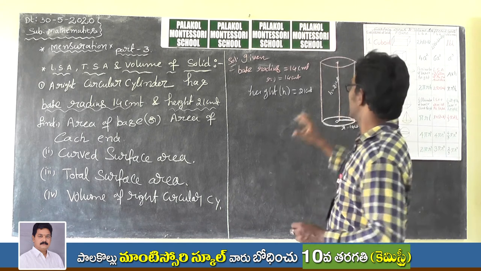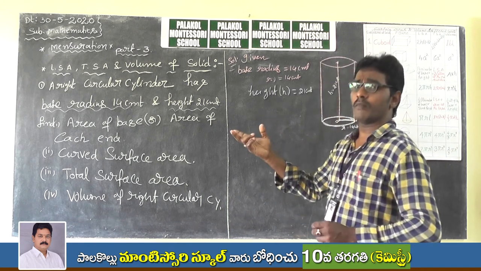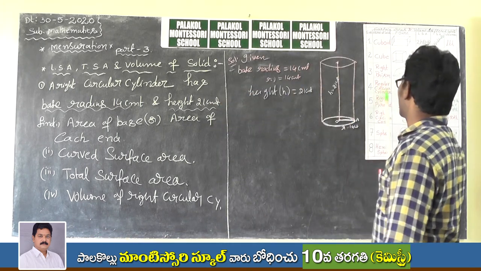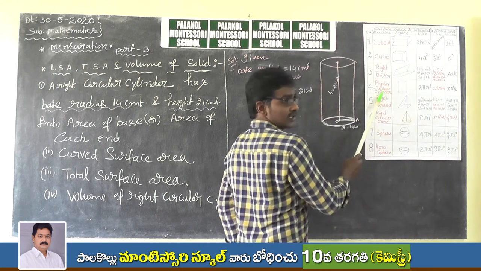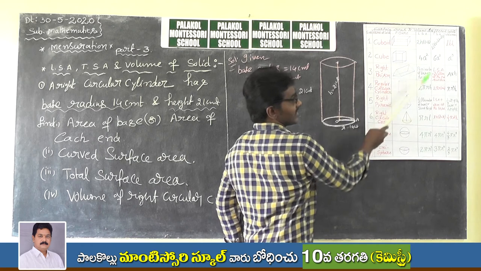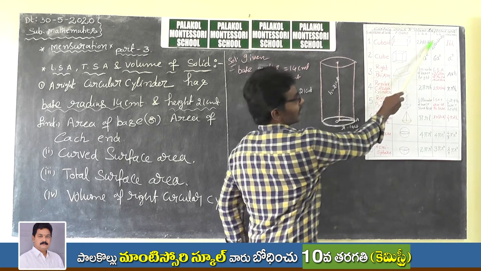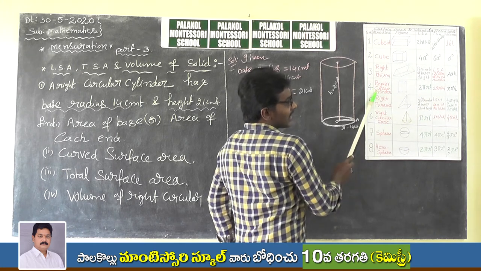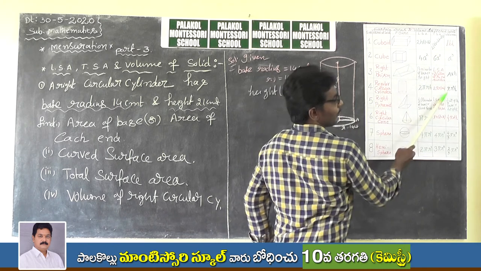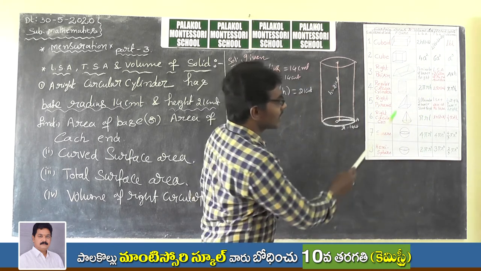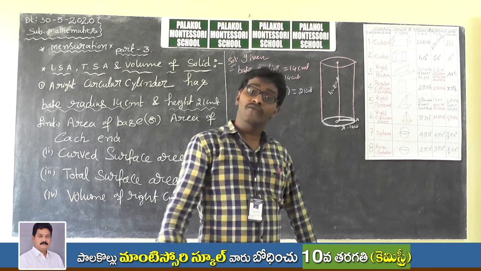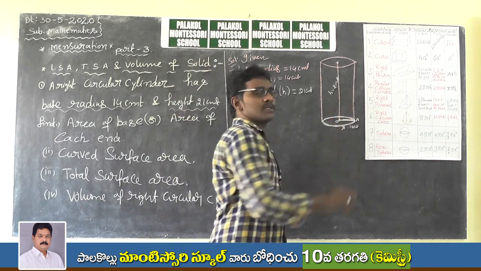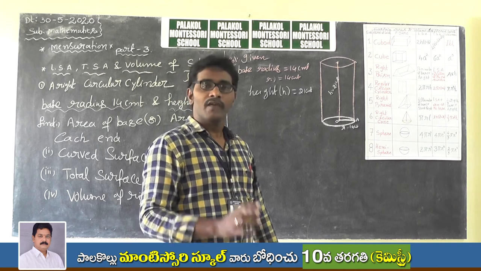So what type of solid? Cylinder. And immediately remember the formulas. See the chart: for the right circular cylinder, the lateral surface area is 2 pi r h. The total surface area of the cylinder is 2 pi r times r plus h. The volume of the right circular cylinder is pi r square h. But what is the shape of the base? Circular shape. What is the area of the circle? Pi r square. Okay guys, once you remember all these formulas, doing this sum is very easy.